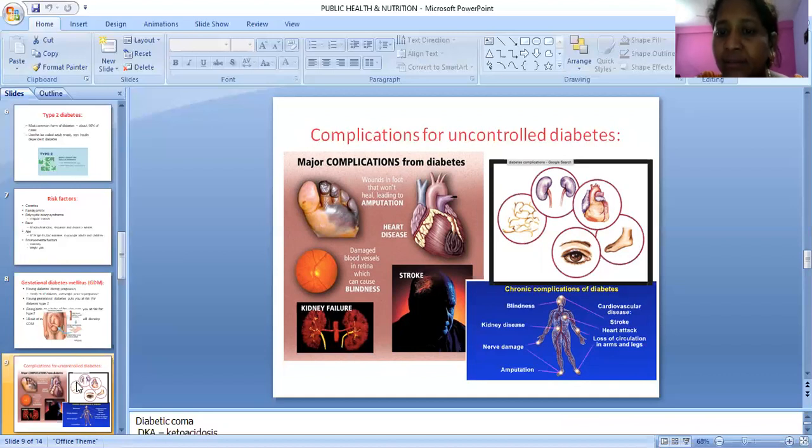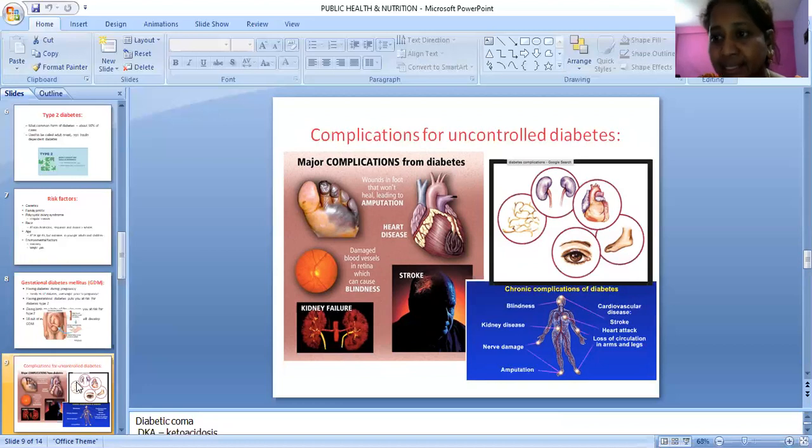Next, brain. Due to increased levels of blood glucose, arteries in the brain may rupture. That leads to clots, that leads to stroke, brain stroke. Pressure will be increased. That brain stroke sometimes leads to paralysis, or sometimes it may lead to death also.